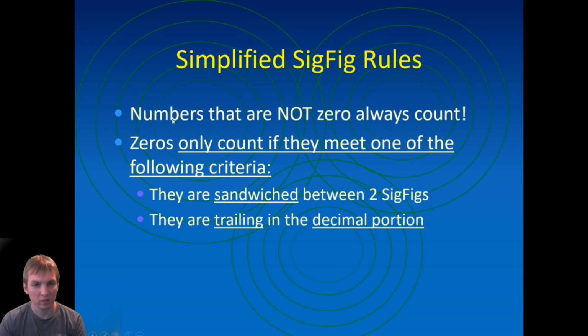So the first bullet point says numbers that are not 0 always count. And the second point is, when do zeros actually count? Zeros only count if they meet one of the following criteria. They don't have to meet both, just one. They are sandwiched between 2 sig figs, or they are trailing in the decimal. So those are the 2 scenarios in which a 0 will count. So go ahead, take a moment if you need to write that down in your notes, and we will continue on with some sig fig problems.